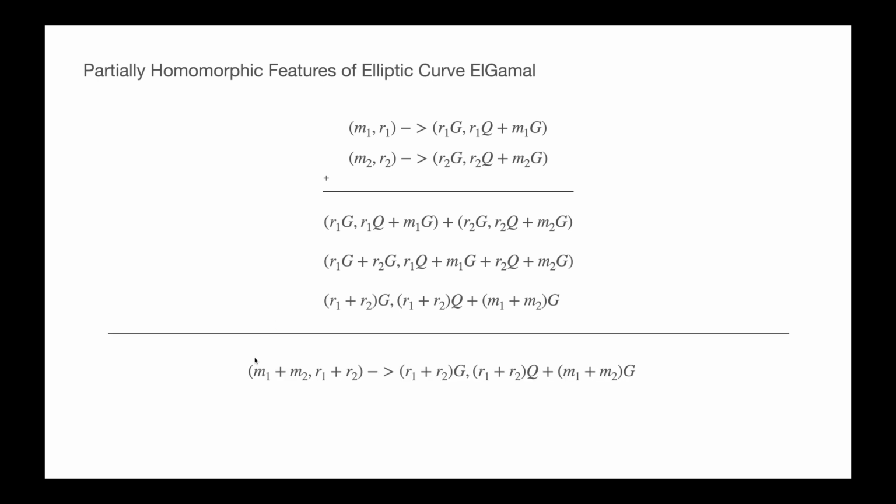On the other hand, if we find the addition of two plain messages and we encrypt this addition with the random key k1 plus k2, we are going to have the same value. This shows why elliptic curve ElGamal algorithm is partially homomorphic with respect to the addition.